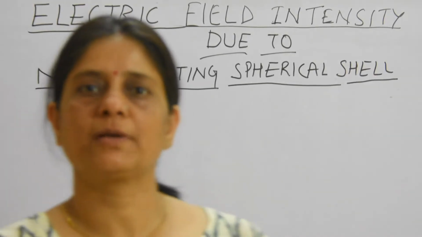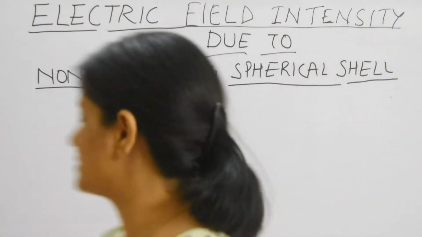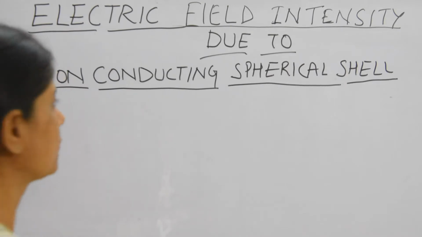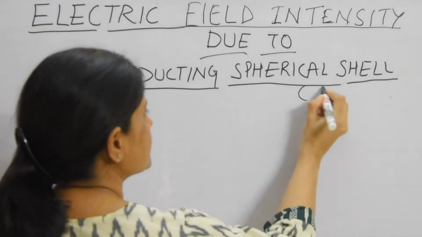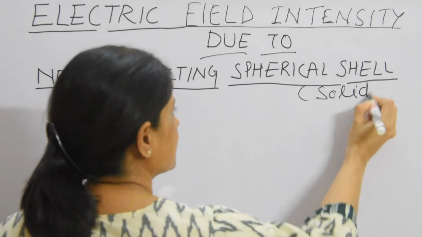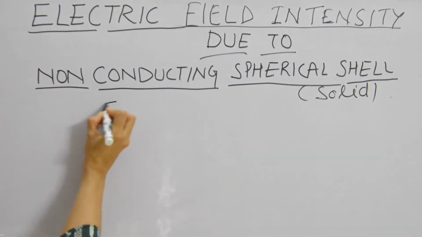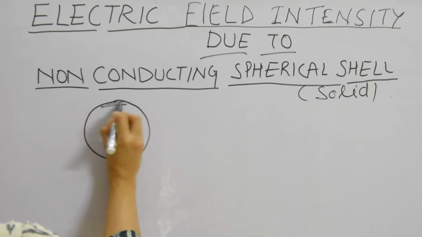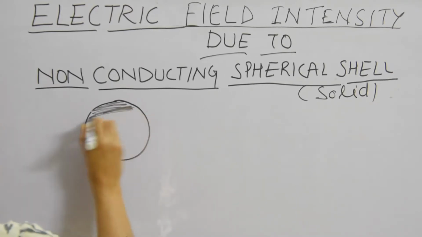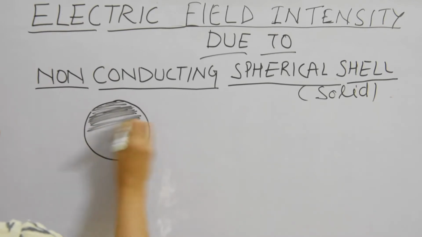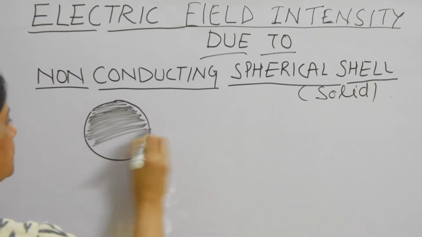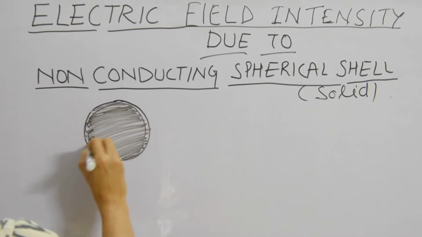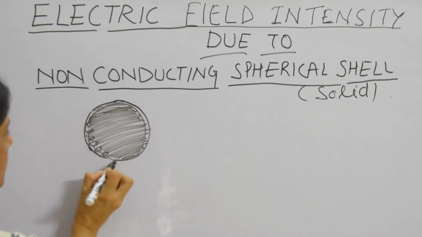Jai Hind students, today we have to see the electric field intensity due to a non-conducting spherical shell. This spherical shell is solid. Solid means some material is inside it. It is not hollow. This is the solid sphere.